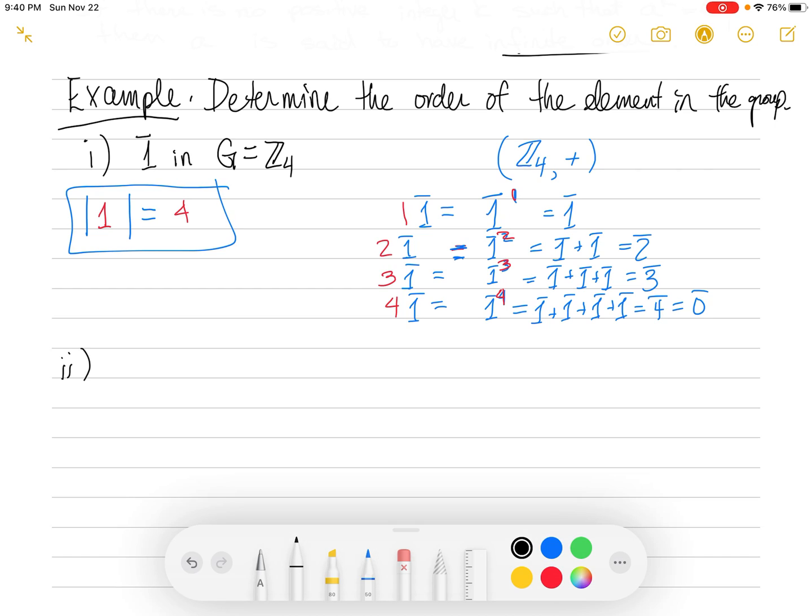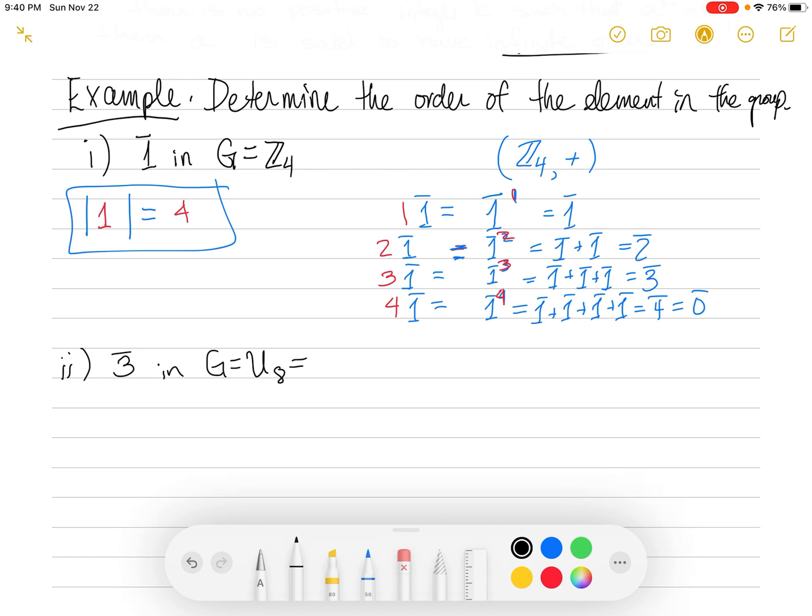Okay, let's do number 2. Let's talk about 3 bar in the group U8. Now let's think about what U8 is.